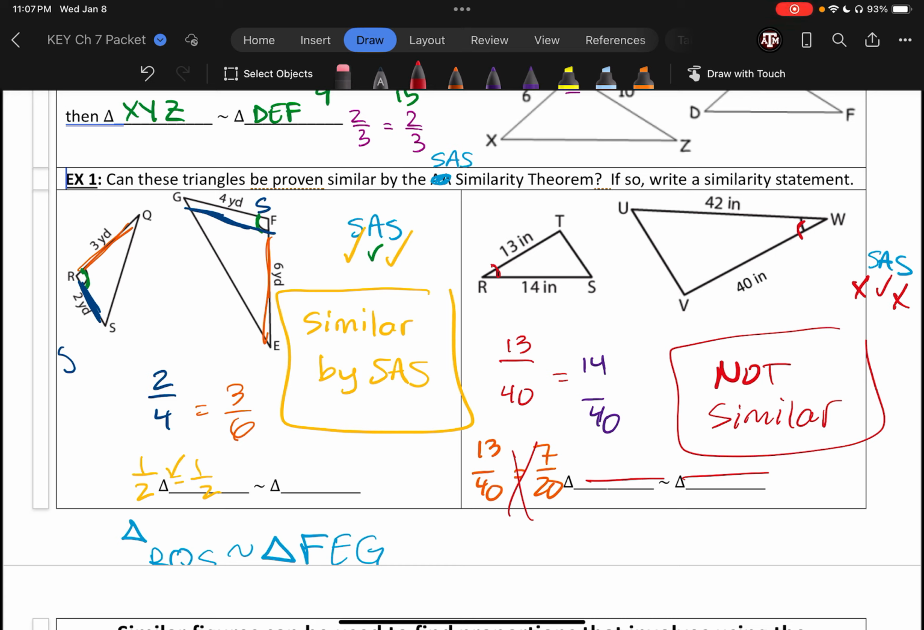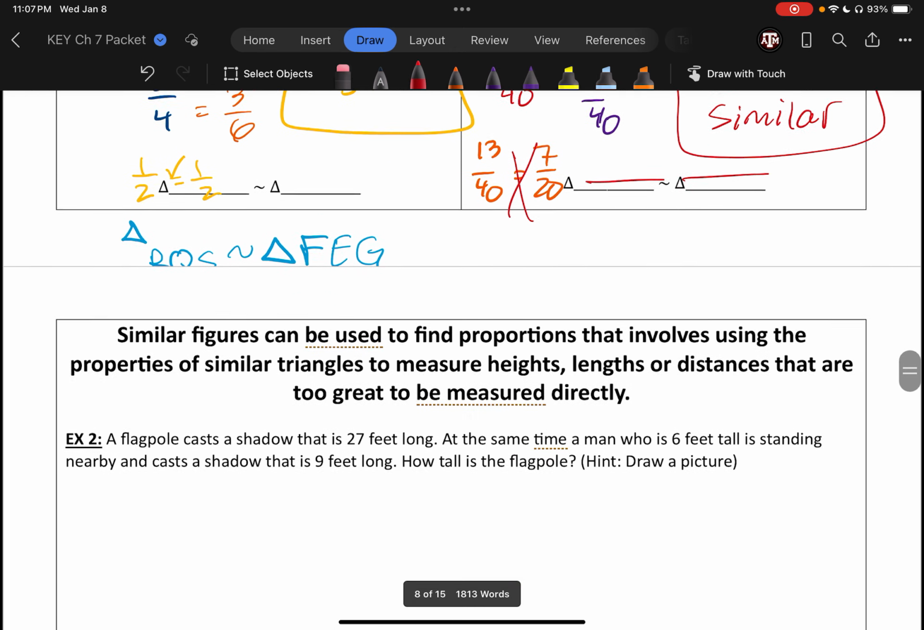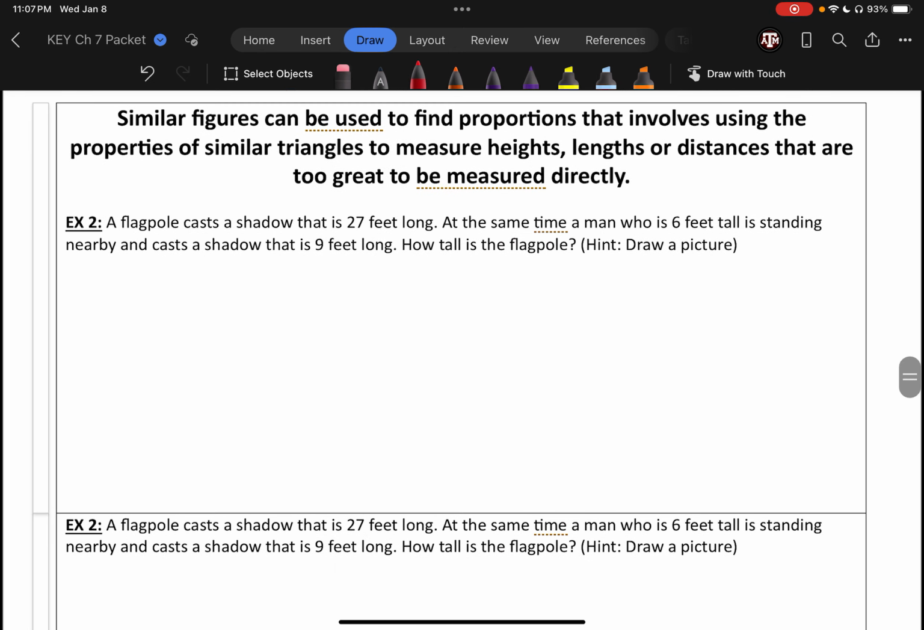You can do this by using SAS, SSS, or AA. Remember angles, the A's, to show that that is satisfied, the angles have to be congruent. To show that the sides are satisfied, the sides have to be proportional. And so we got some word problems that we want to look at down here to finish off the notes. So here it says that similar figures can be used to find proportions. That involves using the properties of similar triangles to find the measure of heights, lengths, and distances that might be too great to be measured directly.